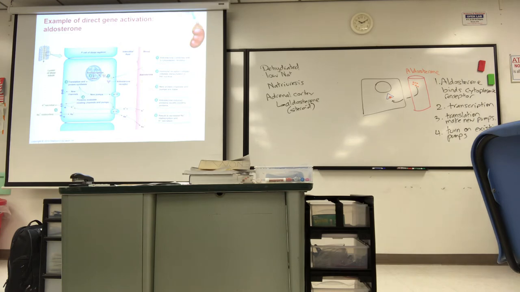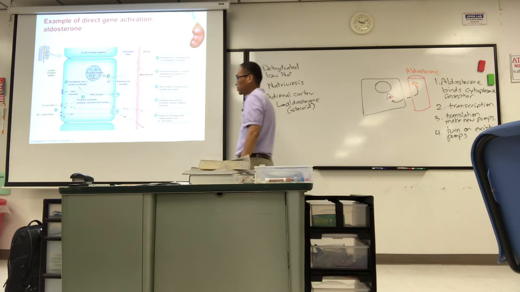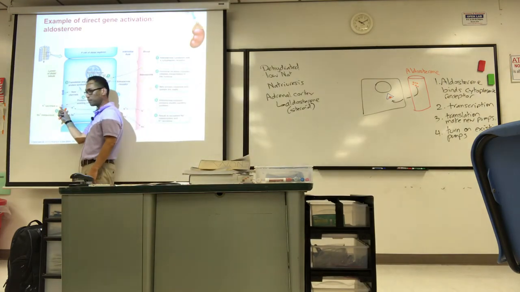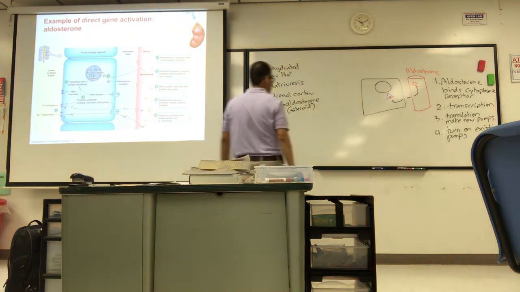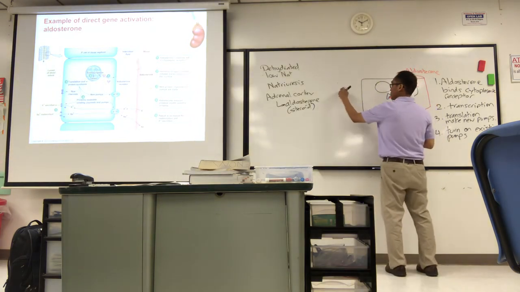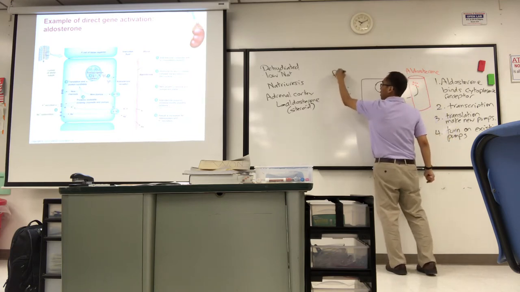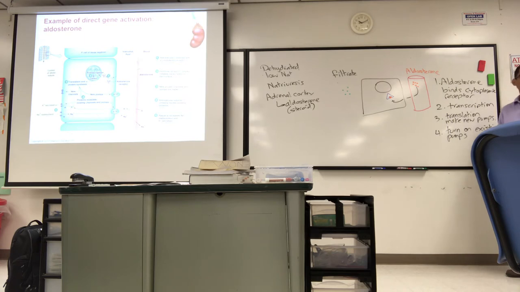Aldosterone's doing all of this. Now, these pumps are ones that will help the cell reabsorb sodium and secrete potassium, although I'm not concerned with that second part. I'm concerned that you remember you reabsorb sodium. So pretend sodium is here on the filtrate side. On this side of the cell in the illustration, that's the filtrate. The filtrate is being modified by the kidney cells. And when it's done modifying the filtrate, that's urine.